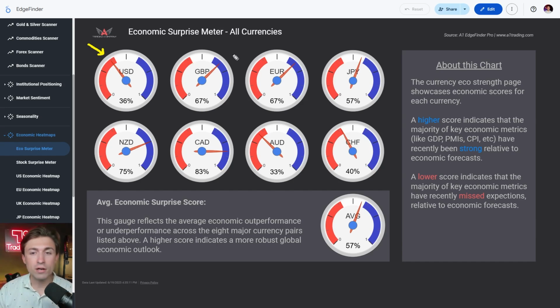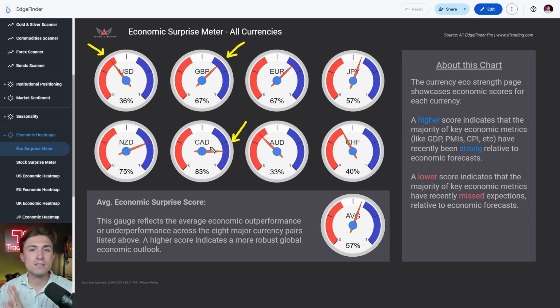And on the contrary, if we take a look at, for example, the British pound or the UK economy, we can see here that the meter is giving us a higher reading, or for example, an even stronger one recently being the Canadian dollar, or the Canadian economy, which is relatively upbeat compared to expectations.